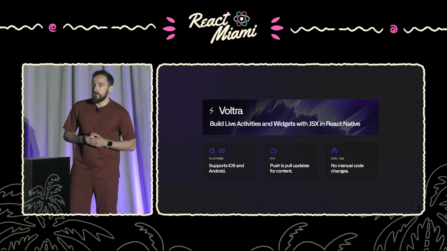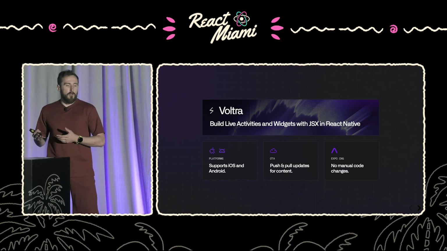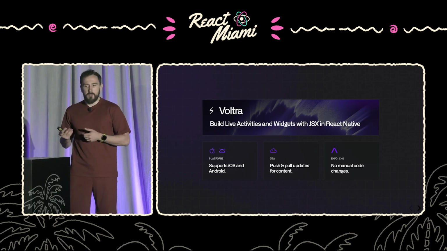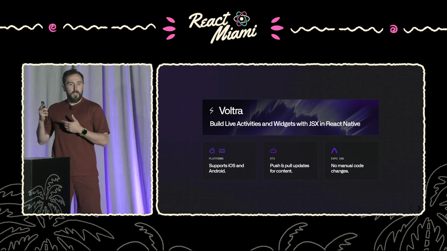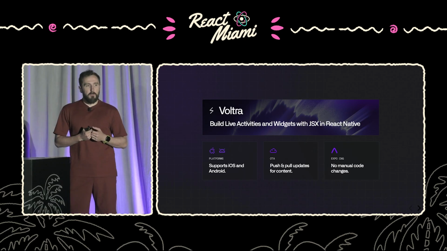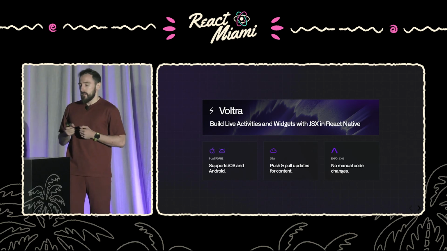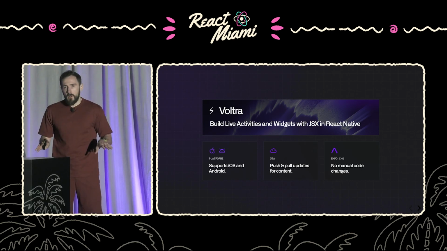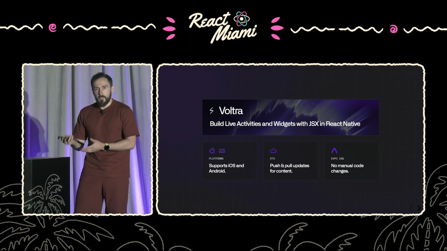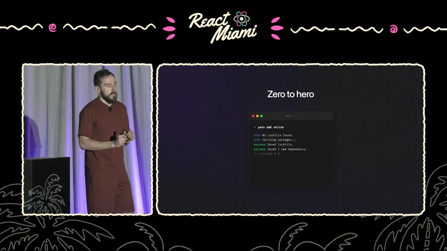Right now, you can download it from NPM. You can use it in your projects. It supports both iOS and Android, so you can create live activities and widgets for iOS and widgets for Android. You can have them updated remotely via push notifications or, for example, by pulling data via HTTP queries. And there are no manual code changes needed. You simply use the Expo config plugin provided by Voltra, and then it's basically working out of the box.